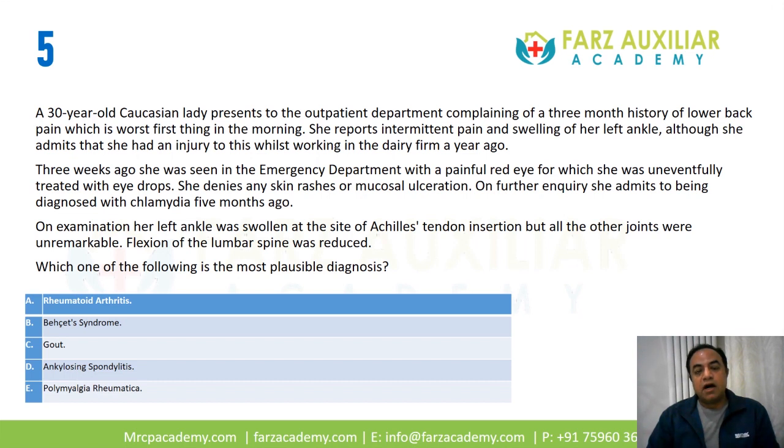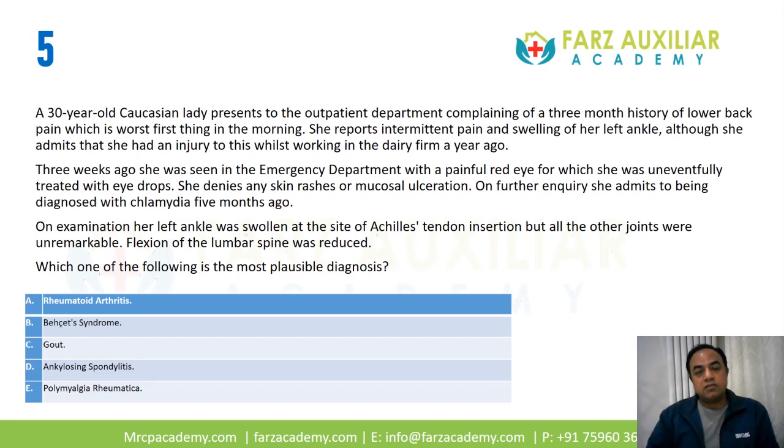On further inquiry, she does have a history of chlamydia, which is an STD, 5 months ago. On examination, her left ankle was swollen at the site of Achilles tendon insertion, but all the other joints were unremarkable. Flexion of the lumbar spine was reduced. Which one of the following is the most plausible diagnosis? So you have to realize, if they say the swelling was at the insertion of the tendon, that's enthesitis, and you do have to think about ankylosing spondylitis or psoriatic type of picture.